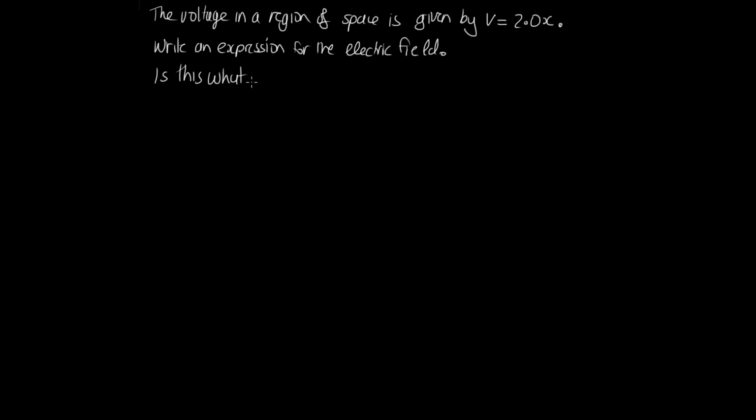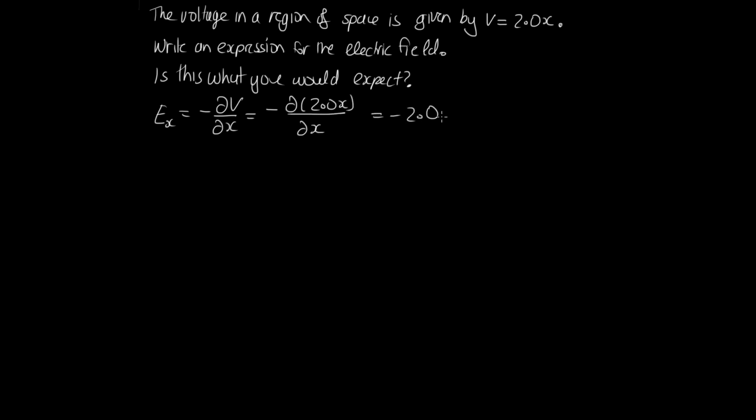So the question is, the voltage in a region of space is given by V is equal to 2.0x. Write an expression for the electric field, and is this what you would expect? Okay, so in order to calculate the electric field, we're going to need to differentiate this expression in each direction. So to get the electric field in the x direction, we'll use minus dV dx. So this is minus the derivative of 2x with respect to x, which is equal to minus 2.